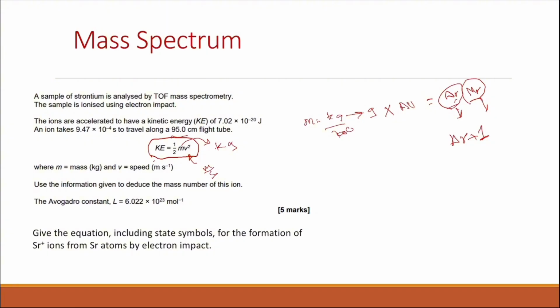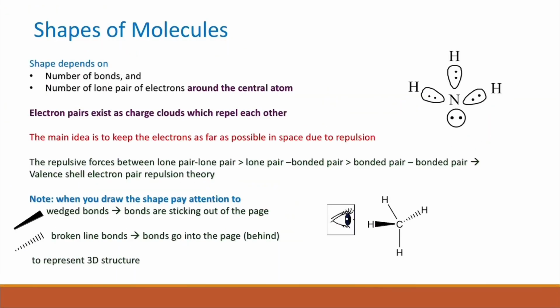One of the typical questions as well is where they ask you to give the equation, including state symbols, for the formation of the ion Sr+ from a strontium atom. This is one of the typical questions in paper one as well, but they can come embedded within other questions, not like a big question in A-level paper one. Now, moving on to shapes of molecules.